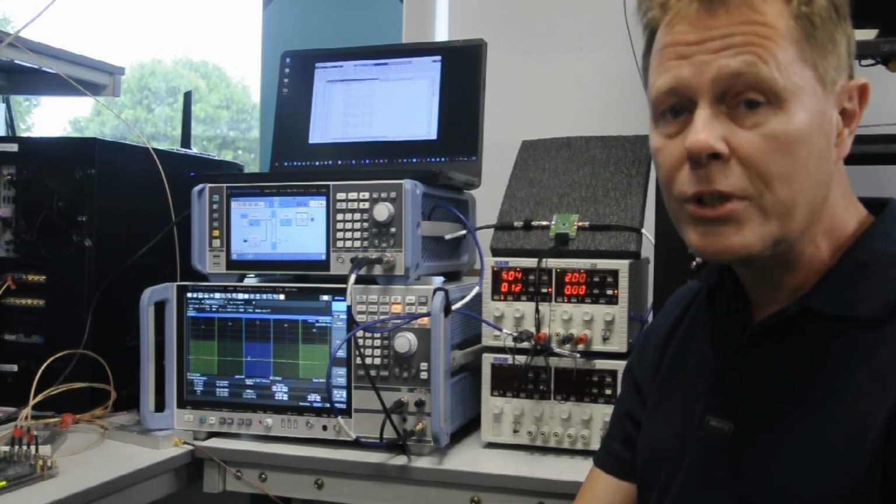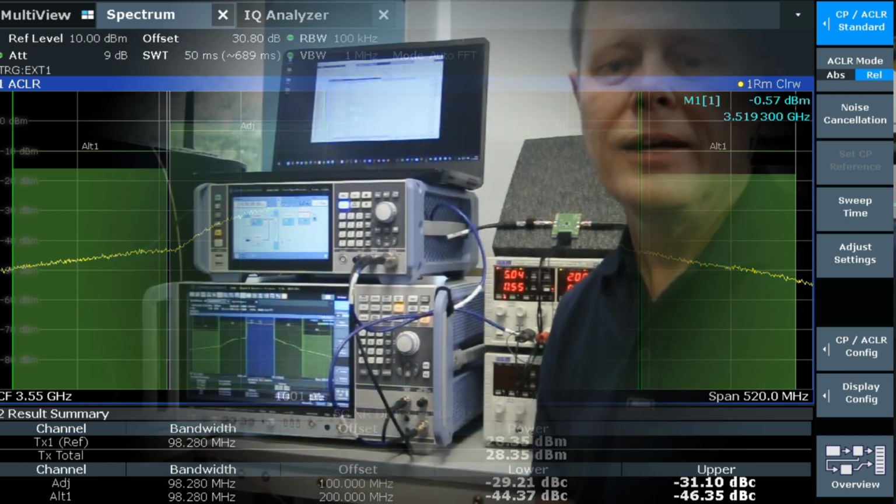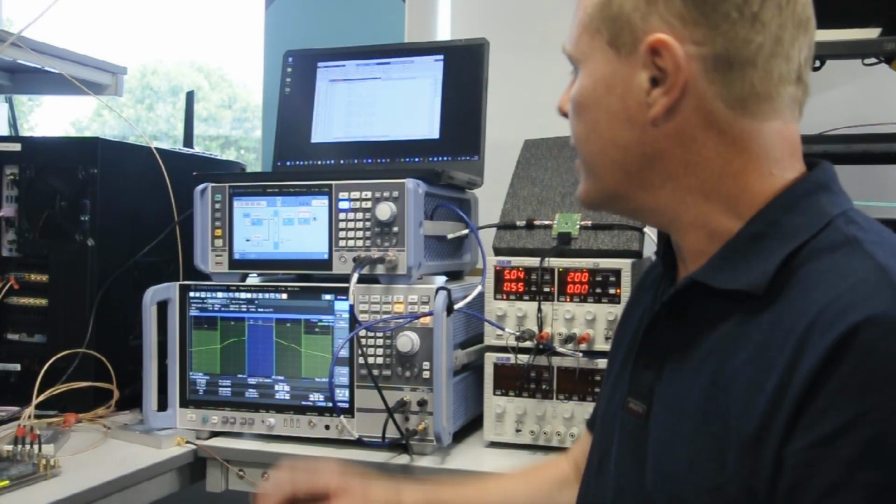Okay, now let's switch on the RF. The signal provided to the PA right now has CFR applied but no DPD. As we can see, the signal output power is measuring around 28 dBm, and the ACLR is measuring around minus 29 dB, with no DPD applied. Okay, let's run the DPD.